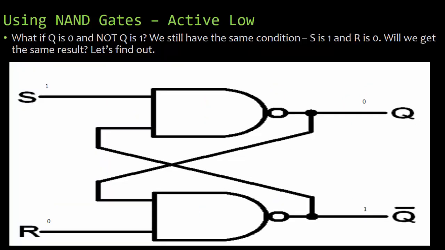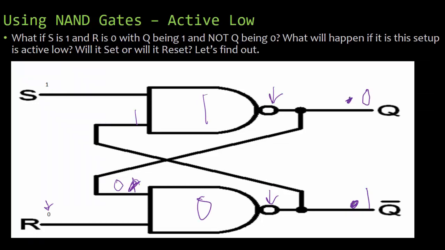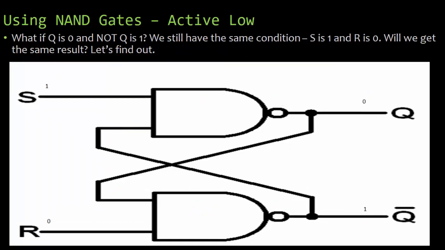Well, what if Q is 0 and not Q is 1? Now, we're still going to have the same condition where S is 1 and R is 0. Will we get the same result? Will we get 0 and 1 like we did if it's already in the state, or will it change? The only way to find out is to run it. So let's do this 0 and 0. This 0 and 0, that gives me 0, but I hit this inverter, which gives me this 1. I carry this 1 up here. 1 and 1 give me 1. Hits this inverter, which is a 0. That 0 I've already brought down, so it all works out. So yes, it stays the same.